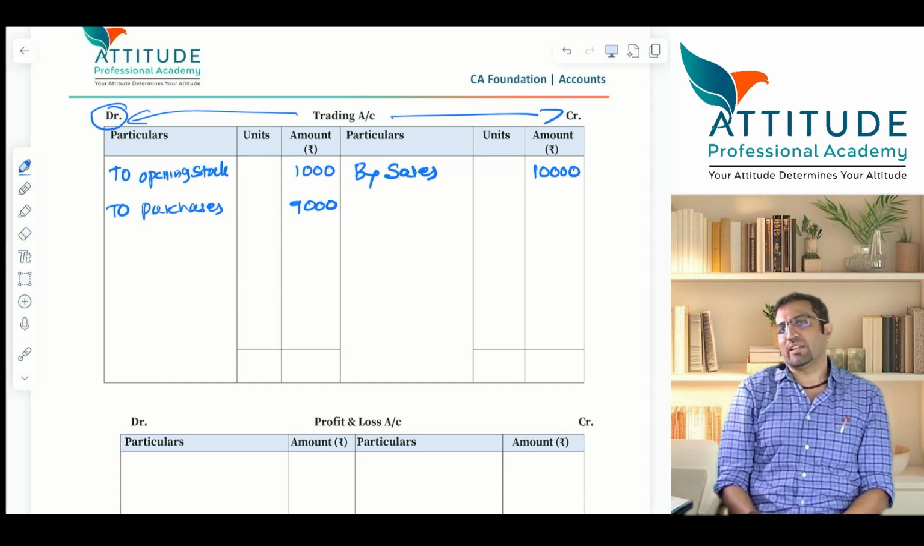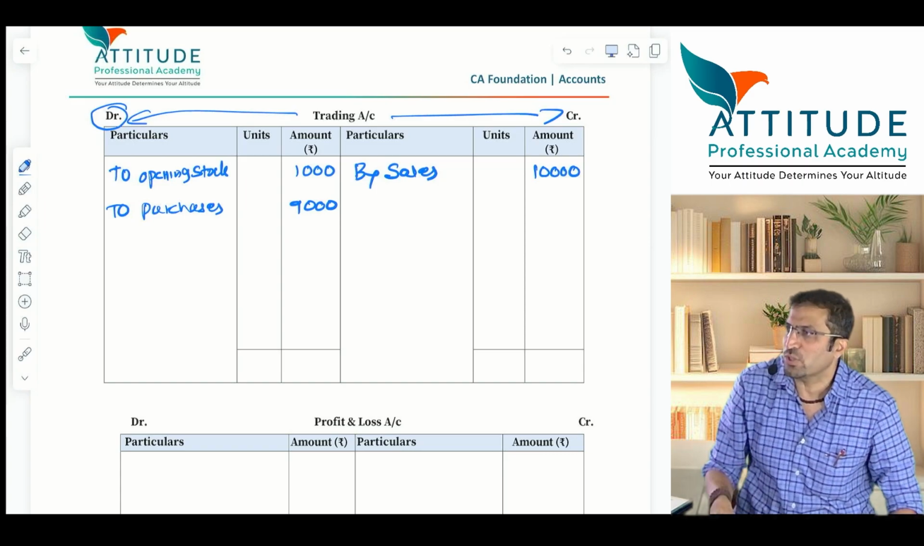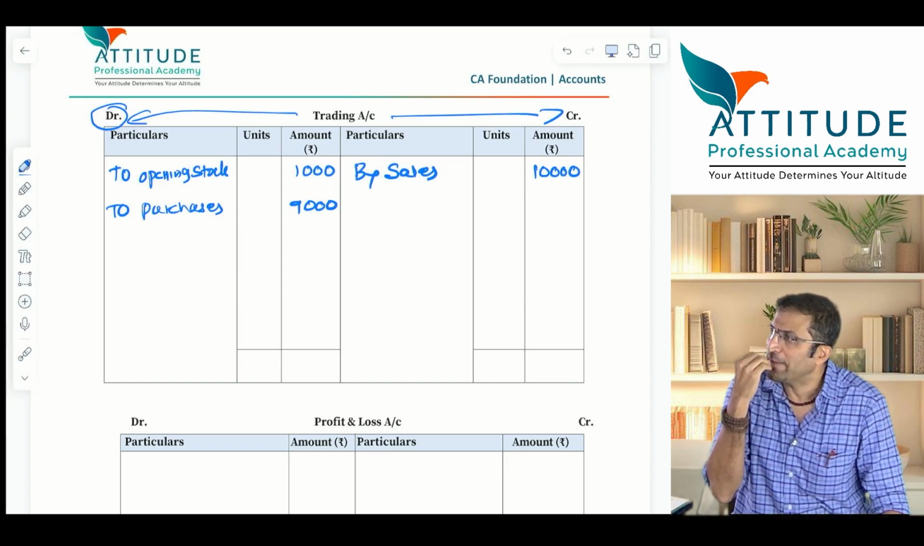Sir, that is not given in the sum. Practically nobody will give you. You have to calculate the closing stock, useless fellows. This is what PUC one or two year is. This is CA. Welcome to CA Foundation.